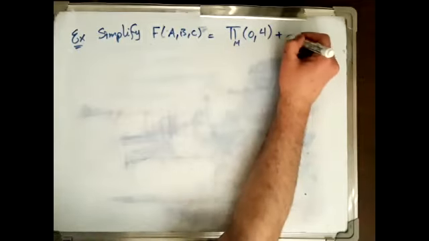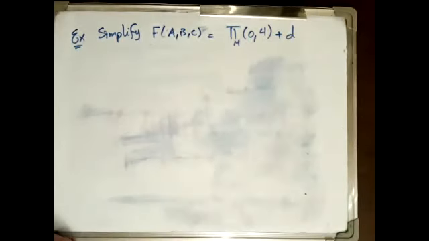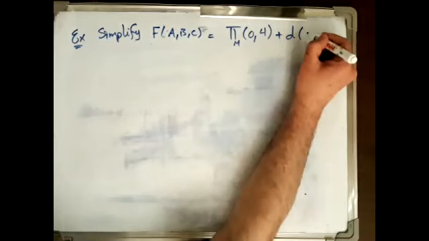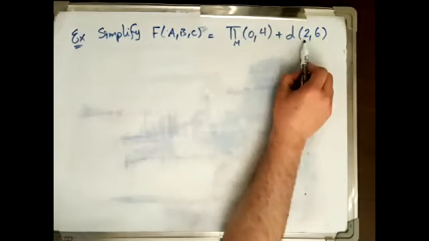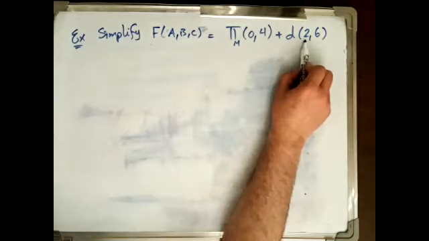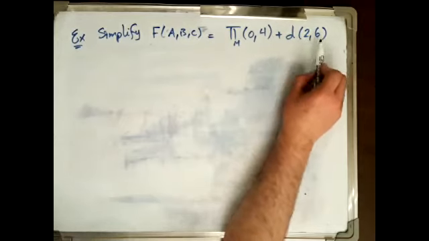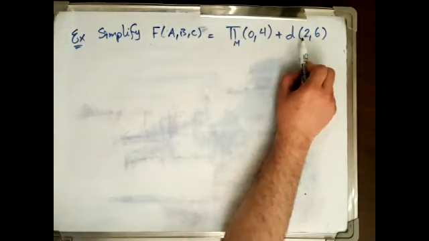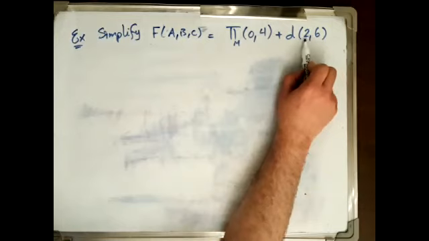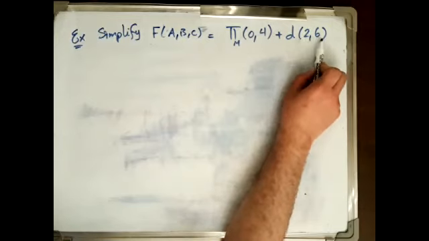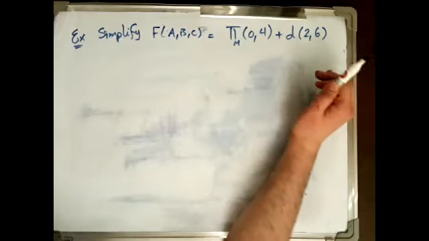However, it has don't cares, and we usually denote them like this. We write D 2, 6. This implies that in row number 2 in the truth table, the output is don't care. Row number 6, the output is don't care. Or min term number 2 is don't care. Min term number 6 is don't care. Max term number 2 is don't care. Max term number 6 is don't care. Regardless of how you think about it.